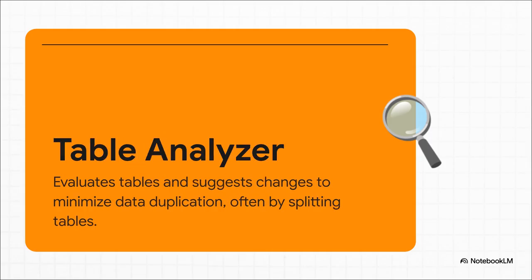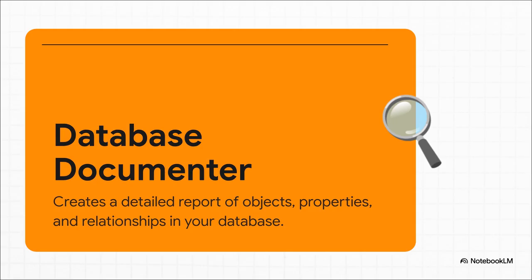Next, meet the Table Analyzer. This is basically an automated organizing consultant. It literally looks at your tables and suggests how to split them up to follow the very normalization rules we just talked about. It's a huge help in fighting that data duplication. Then you've got the Database Documenter. This tool is your own personal archivist. It creates a complete, detailed blueprint of your entire database. Every table, every form, every relationship. This is absolutely priceless if you ever need to hand the project over to someone else, or, let's be honest, just to remind yourself what you were thinking 6 months ago.